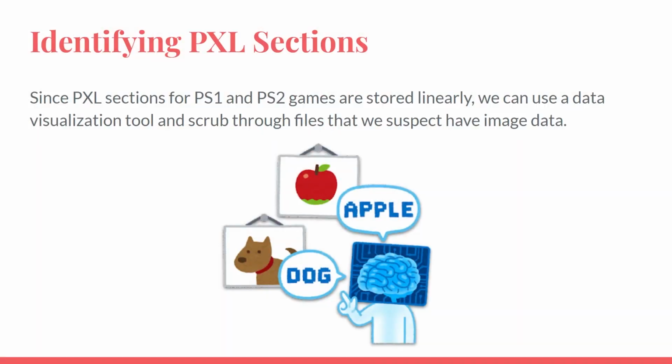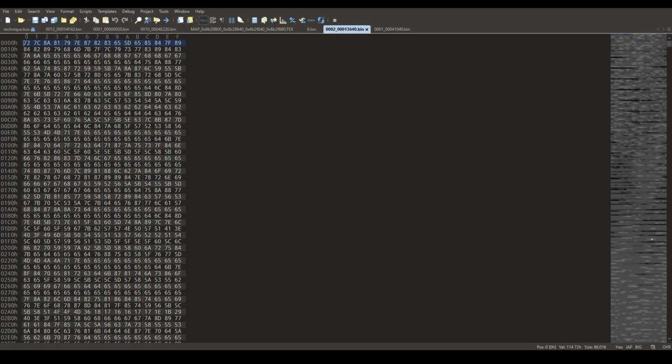Because the pixel sections in PS1 and PS2 games are stored linearly, we can actually use any number of data visualization tools and scrub through their game files that we suspect have image data. So here's a file that I think could be an image, and I have it open in a hex editor. The name of this hex editor is 010. Now, it is a paid piece of software, but there are free alternatives that I'll show you in a bit.